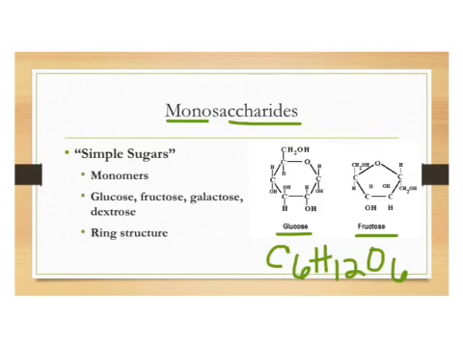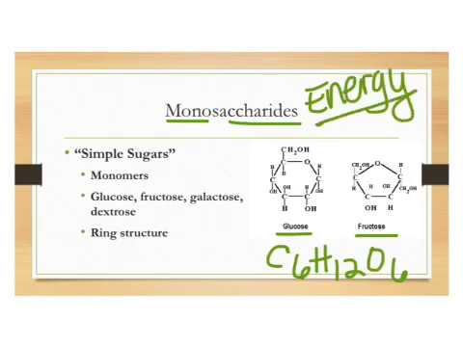The job of the monosaccharides is quick energy. So when cells need energy, they're looking for a monosaccharide, and most of the food that you eat eventually gets broken down to become one of these monosaccharides, usually glucose.